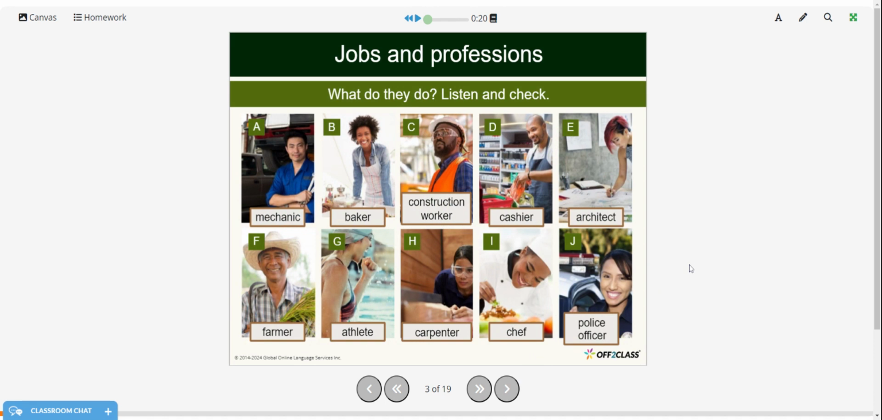All right, so we're going to look at these jobs and professions. We have a mechanic, a baker, construction worker, cashier, architect, farmer, athlete, carpenter, chef, police officer.